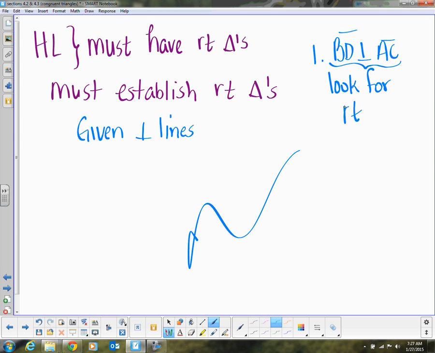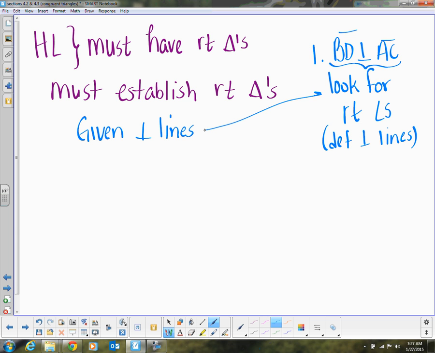We're going to look for right angles. And the reason's going to be definition of perpendicular lines. Okay? So given perpendicular lines, we will look for right angles. Then we will establish the fact that there are right angles in that triangle. Then from there, you will establish that the triangles are right triangles.